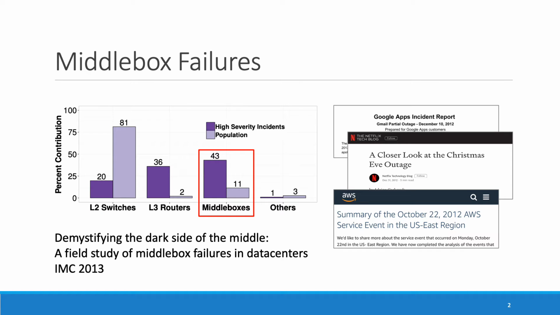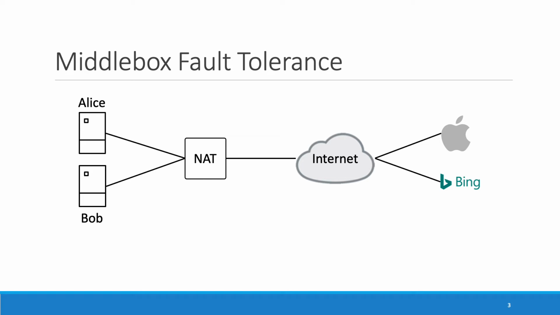Because of their critical operation, middlebox failures are the largest source of high-severity network incidents reported in one data center study. Although middleboxes are only 11% of total network devices, they contribute to 43% of high-severity incidents. Their failures also have led to major service outages. As a result, there is significant work to build fault-tolerant middleboxes.